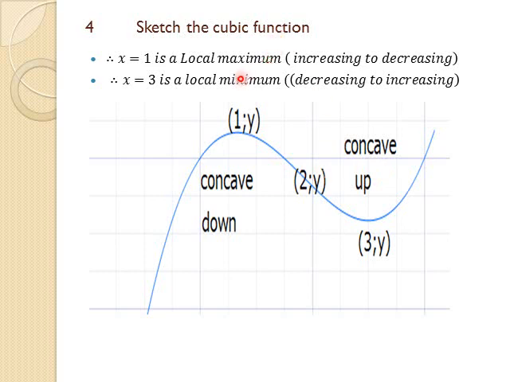Sketch the cubic function. So we should remember x equals 1 is the local maximum, so that should be the highest turning point. x equals 3 is the local minimum, and my point of inflection was at 2. So the graph at the local maximum will always be concave down, and at the local minimum it will be concave up. And there we've plotted the cubic function.